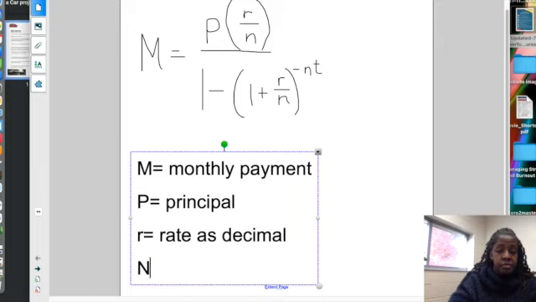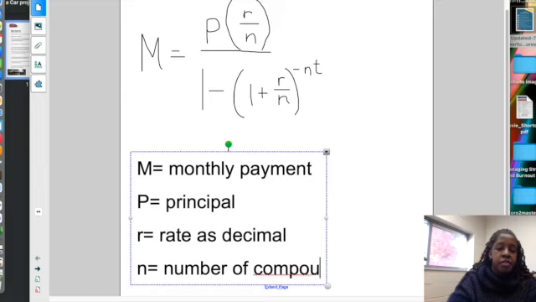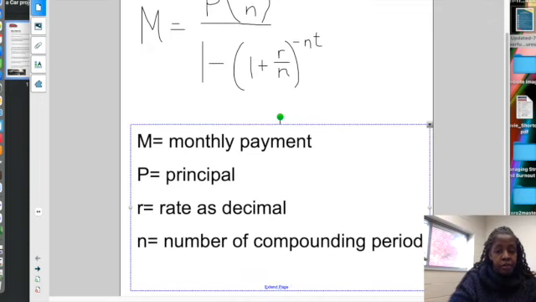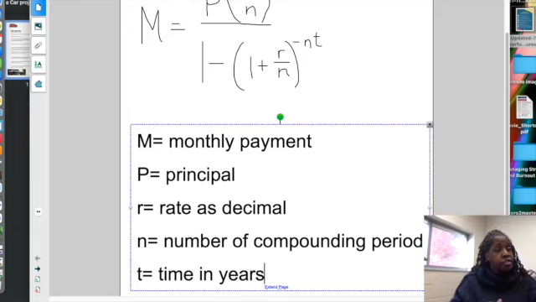The N, this little N, number of compounding periods, the number of times you make a payment. But to really be specific, how many times you pay in a year? Let's put a 12 here, folks. All right, and the only other variable is T, and that's your time in years. How long you going to pay for this car?